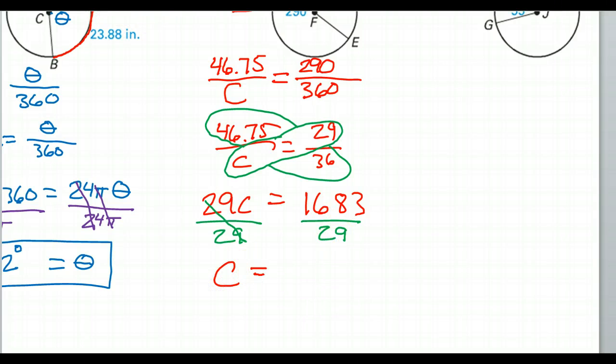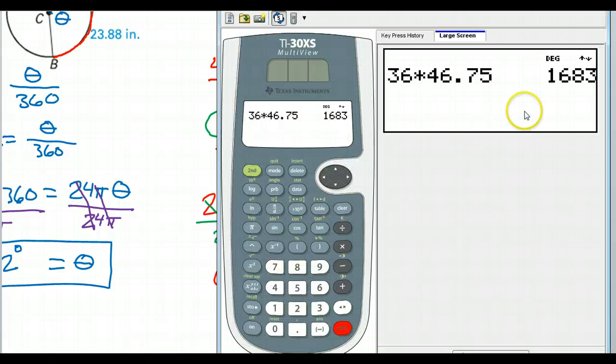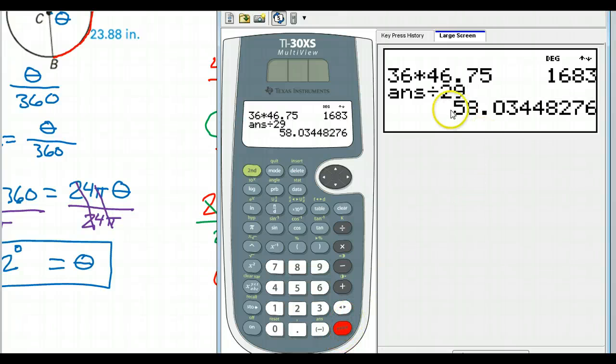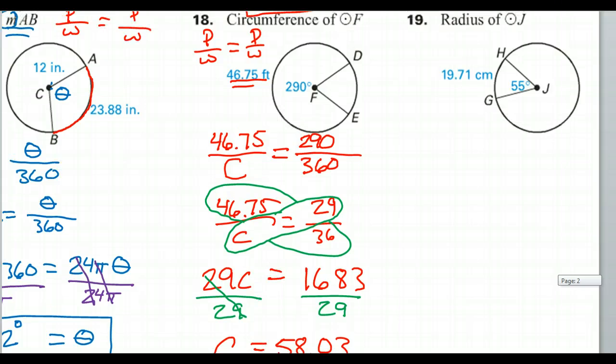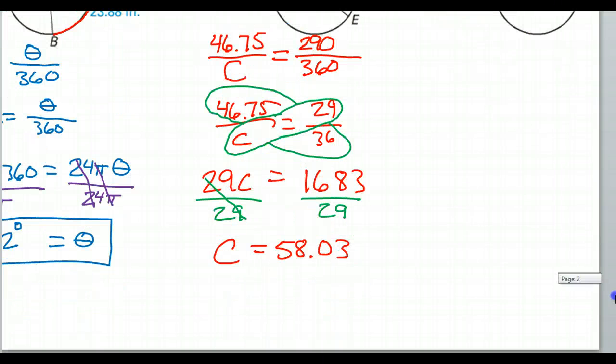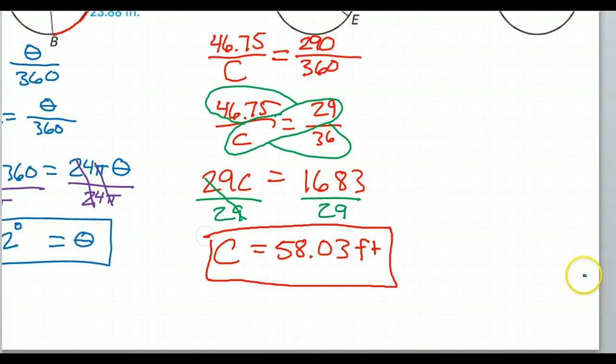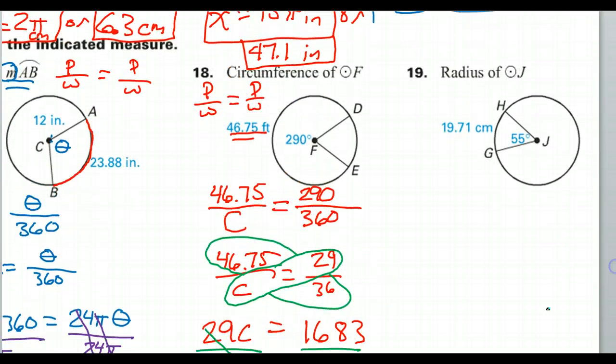Okay, divided by 29, back to the calculator. I'll just hit divided by 29. So that is 58.03. Alright, and I should include the units here, which are feet. So we were supposed to find the circumference, and we did it. Okay, so that is how you do number 18.